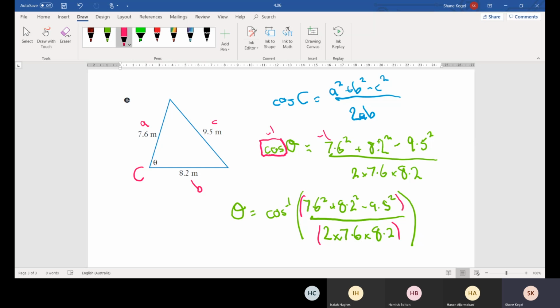Okay, has anyone else put this in their calculator and did they get 1 degree?